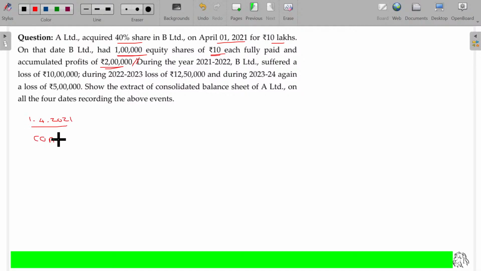Cost of acquisition of the investment being 10 lakhs minus net worth. Okay, equity being 10 lakhs, accumulated profit being 2 lakhs. On that, the holding being 40 percentage. How much is that? 4 lakhs 80,000. Am I right? 4 lakhs 80,000 rupees. 5 lakhs 20,000 will be goodwill.